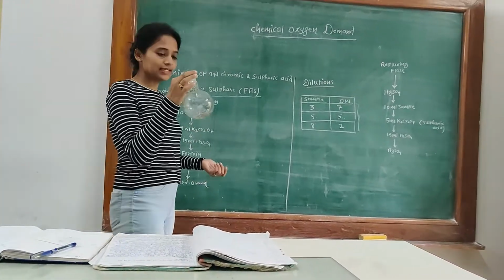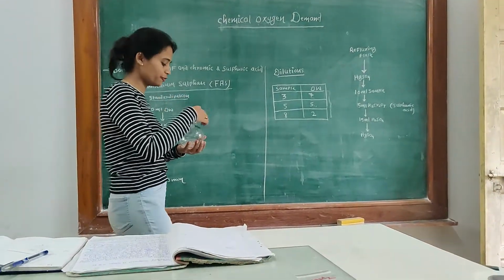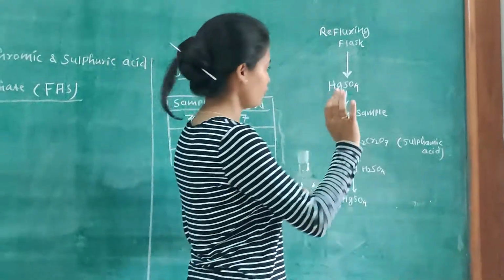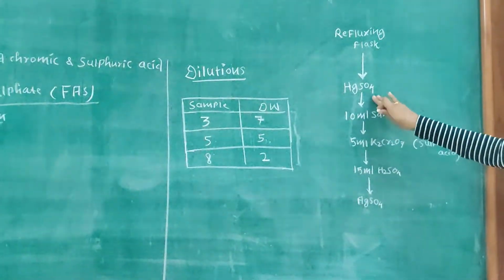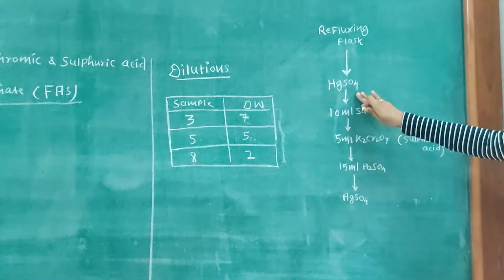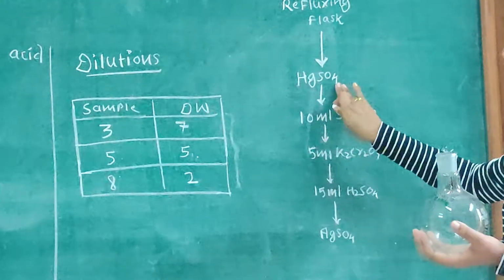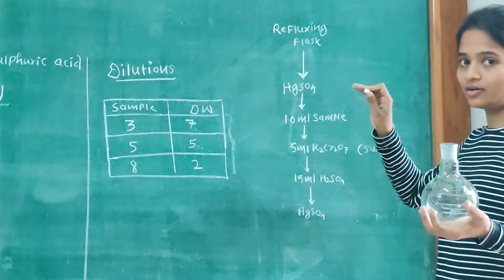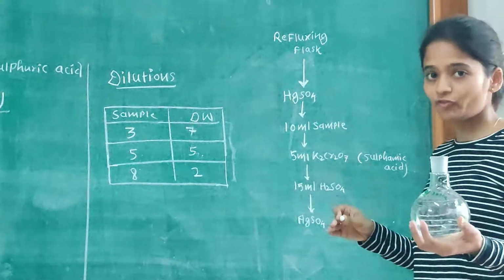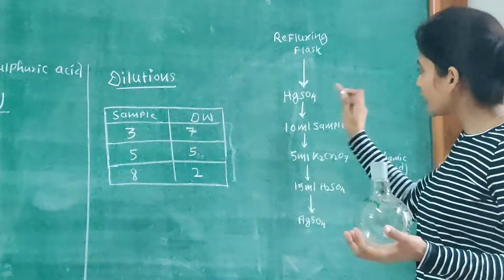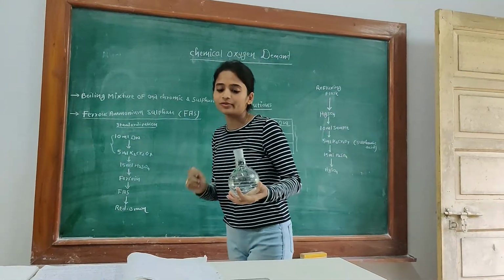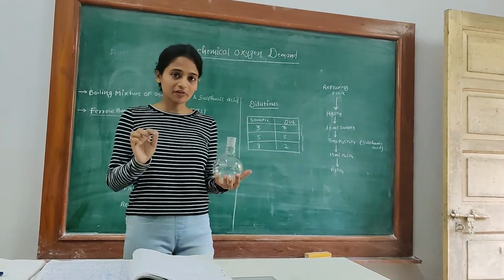In this flask you first need to take a spatula of HgSO4, mercuric sulfate. And why do we add this? For removing the interference of chlorides. What if chloride ions are present in that sample? What will happen then? See what we are doing.